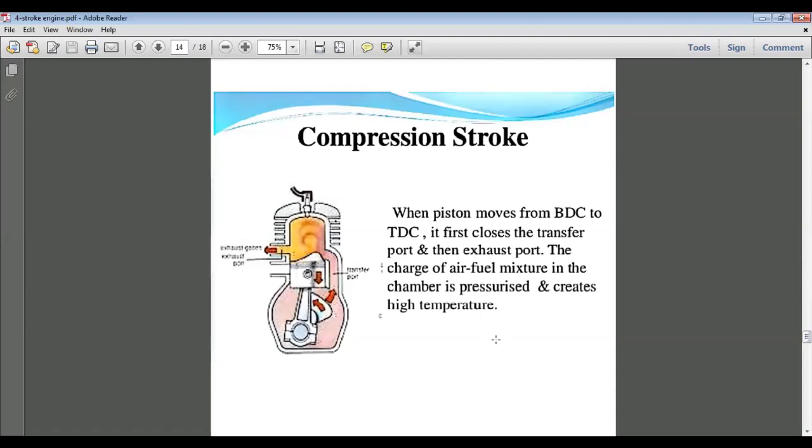So there are only 2 strokes. The first one is the compression stroke. The piston moves from BDC to TDC. It first closes the transfer port and then the exhaust port. So here is the crankshaft, and this one is the piston which moves up and down. During the compression stroke, when it moves from BDC to TDC, it closes this exhaust port. Here it is, the exhaust port.